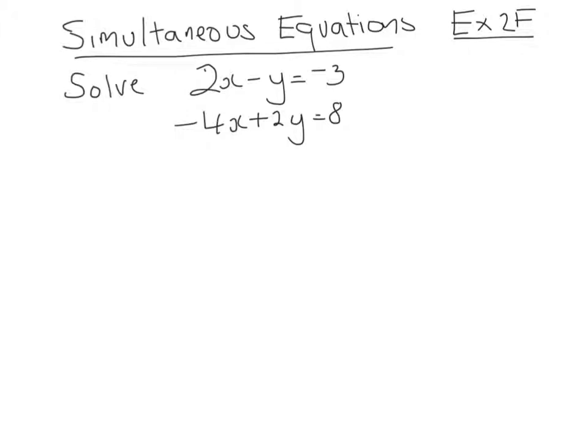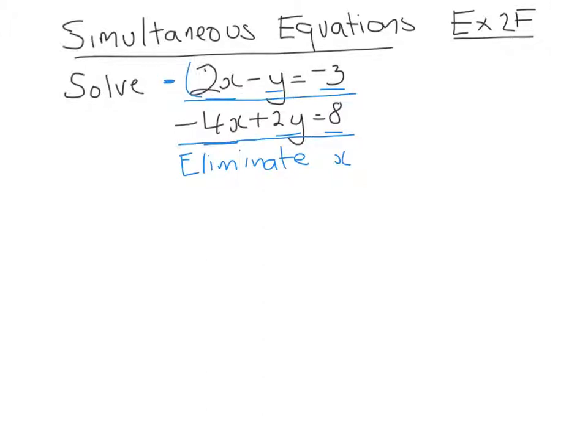So we have, I'll put it in blue, 2x minus y is equal to minus 3 and minus 4x plus 2y is equal to 8. I think what I'll do is I'll eliminate the x's. So if I try to eliminate x, I'm going to need to get an equal number of x's in this bottom equation compared to this top equation.